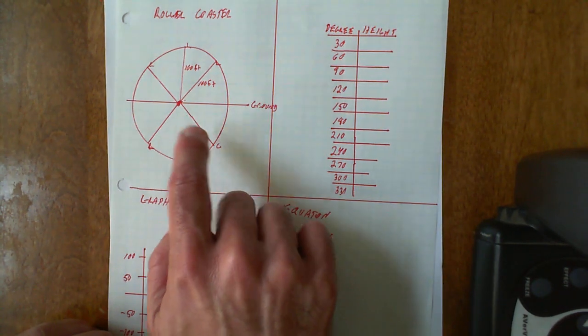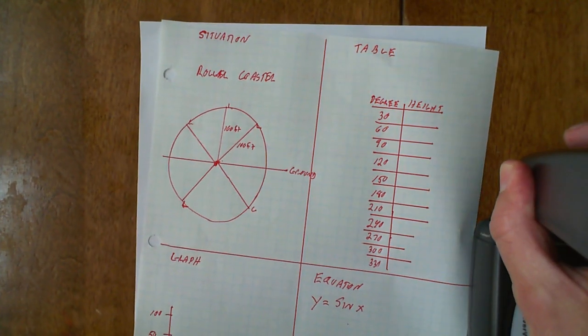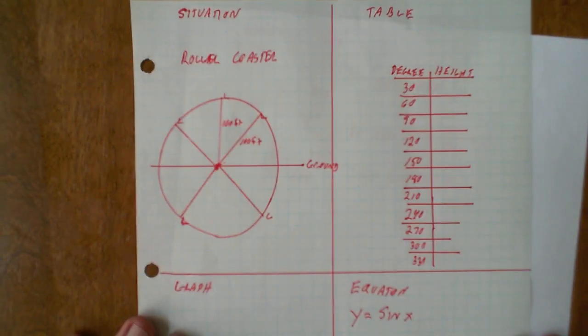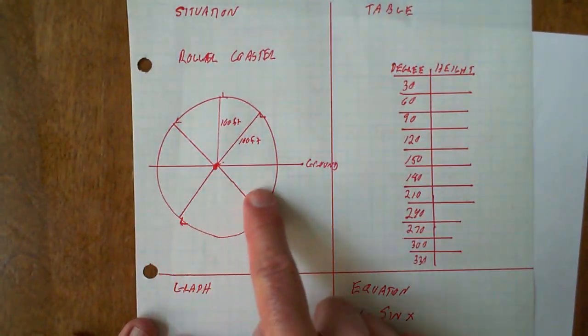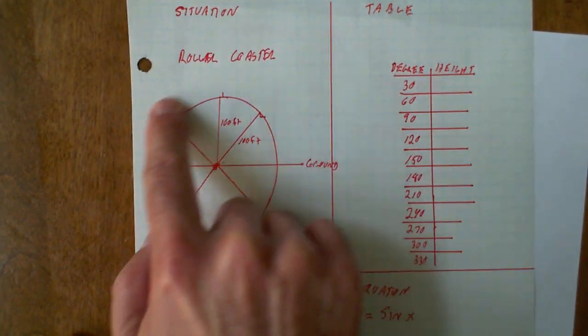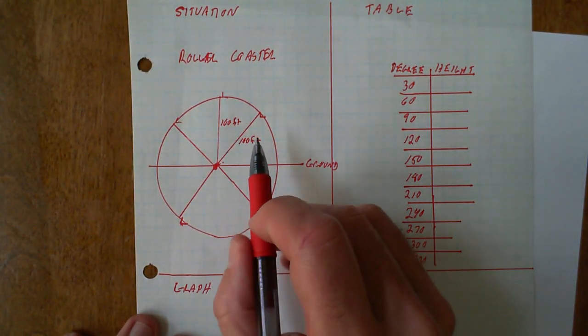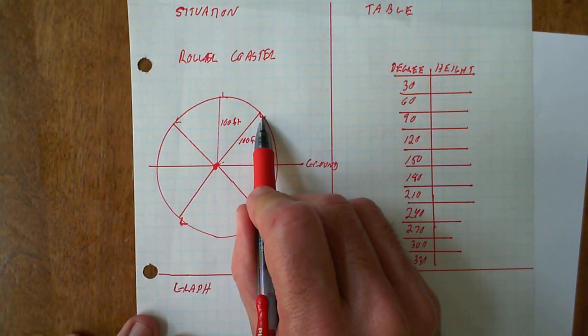So what's our situation going to be? Think of this. Imagine, if you will, that this is a Ferris wheel that spins around. Spins, spins, spins, spins, spins. And in each spin, the person is sitting right here, right?